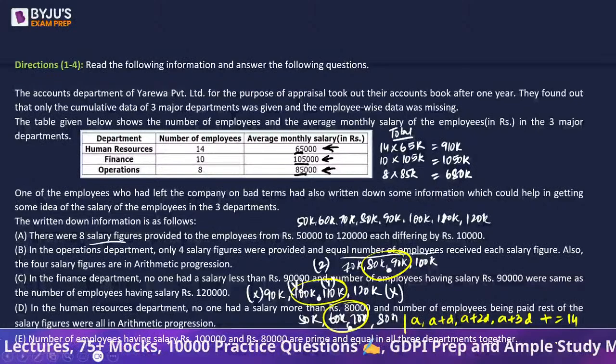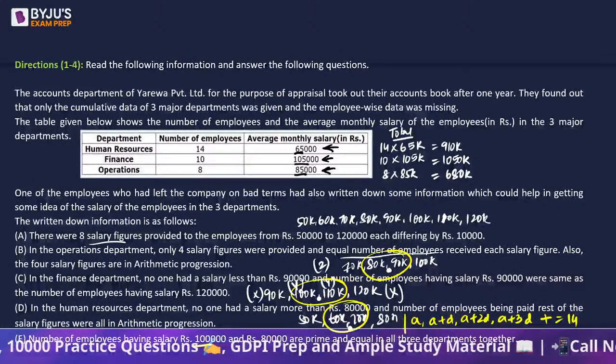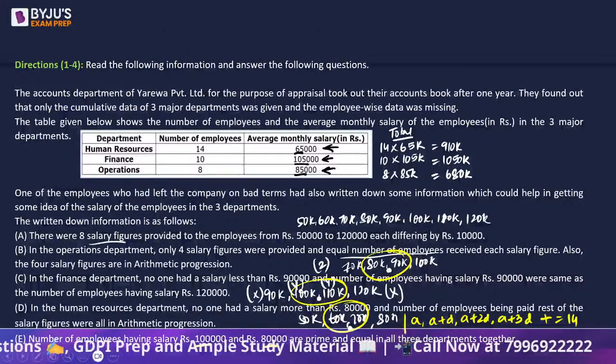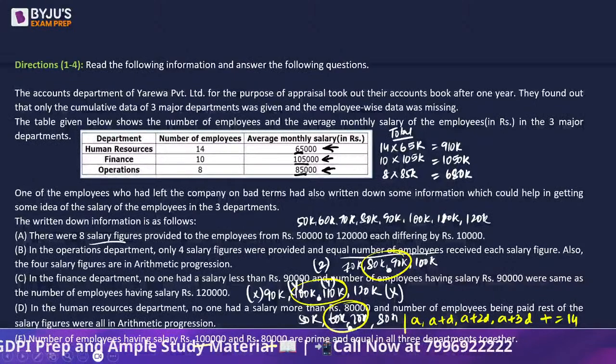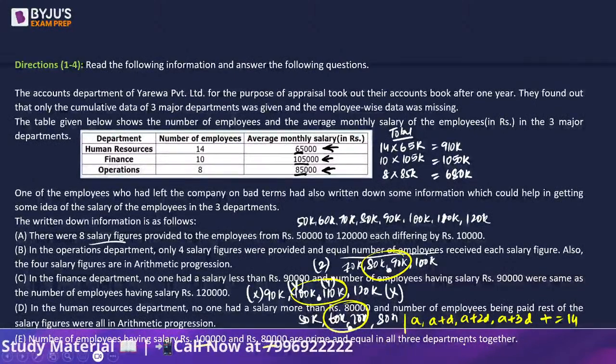Okay. Now, the number of employees having salary rupees 100,000 and 80,000 are prime numbers and equal in all three departments together. So they are prime numbers and equal in all three departments together.